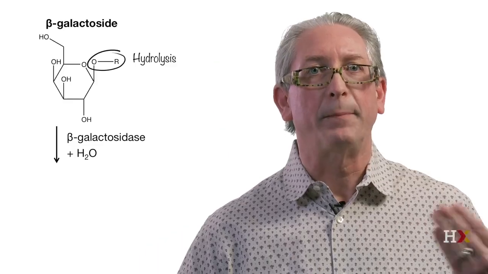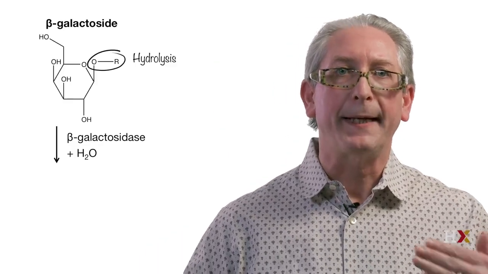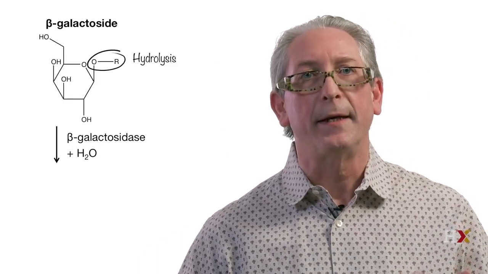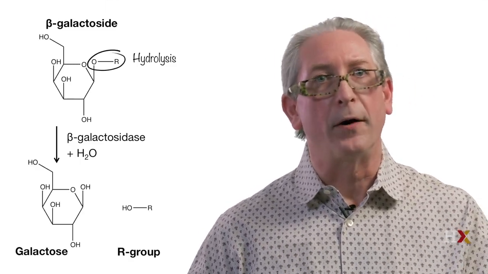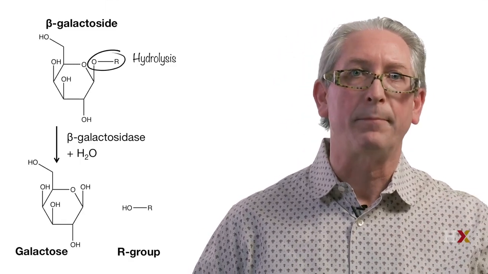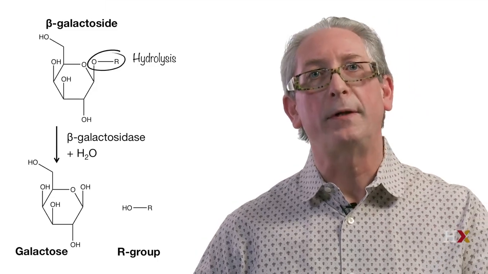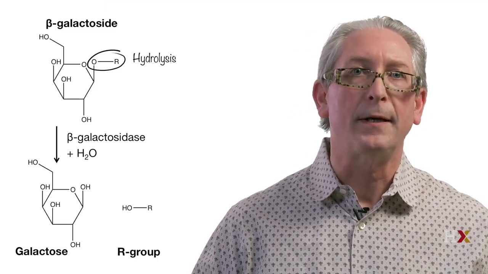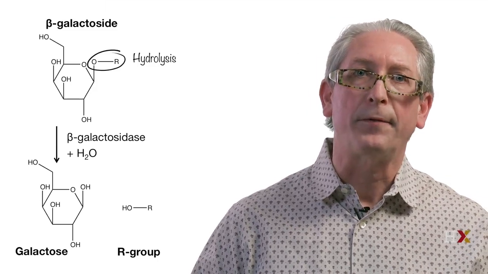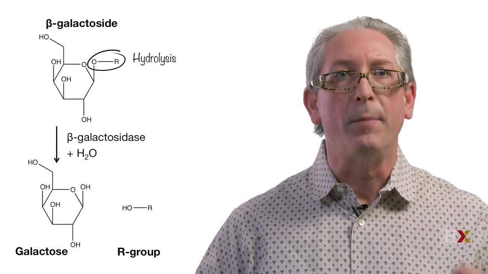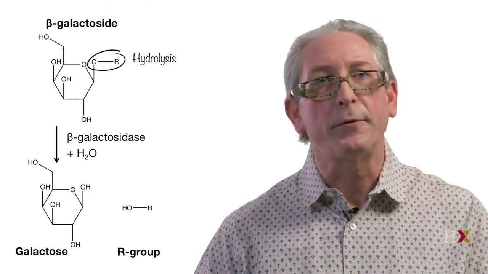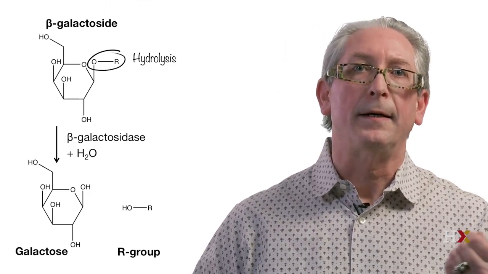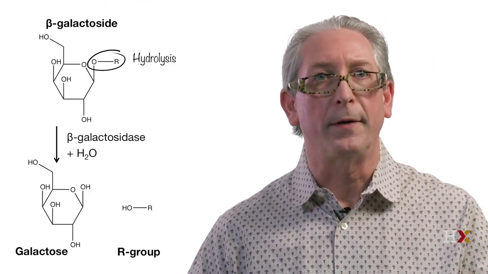If we go back to our old example about beta-galactosidase, beta-galactosidase hydrolyzes a beta-galactoside to form galactose and an R group. So we have substrate and products. We can use that to define the velocity of a reaction. The velocity of a reaction is either the amount of product that is formed per unit of time, or the amount of substrate that is consumed per unit of time.